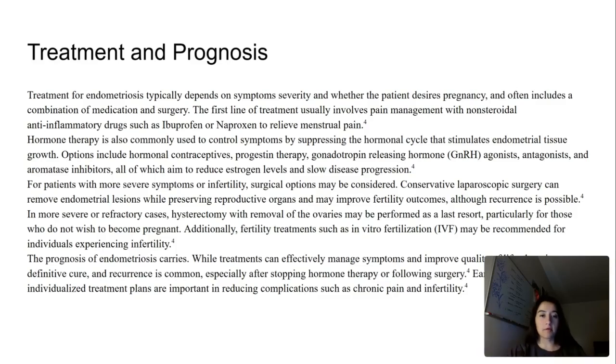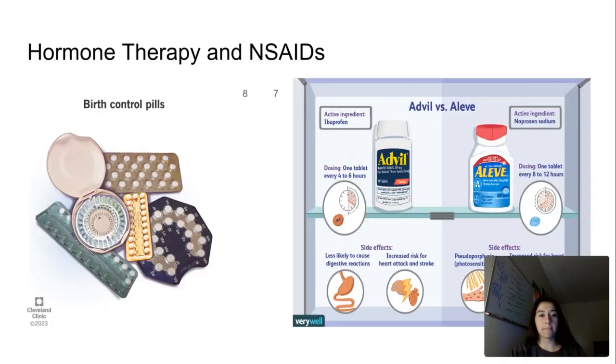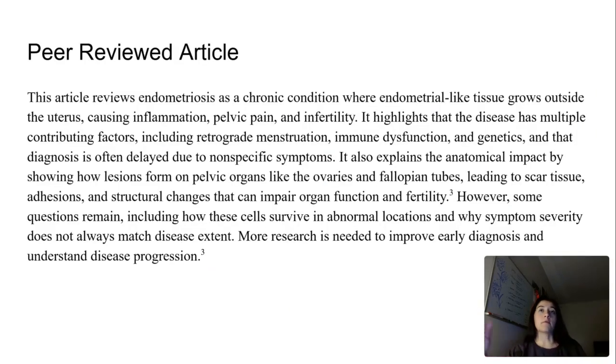So the prognosis of this disease, although the treatments can be effective to manage symptoms and improve quality of life, there is again no definitive cure, and reoccurrence is common even after surgical procedures. So, early diagnosis and an individualized treatment plan is going to be what's the most important in reducing complications such as chronic pain and infertility. So, here are just some examples of ibuprofen and naproxen that is used, along with some hormonal contraceptives of birth control.